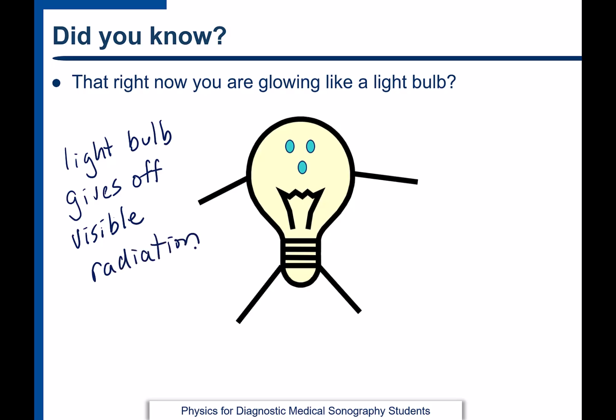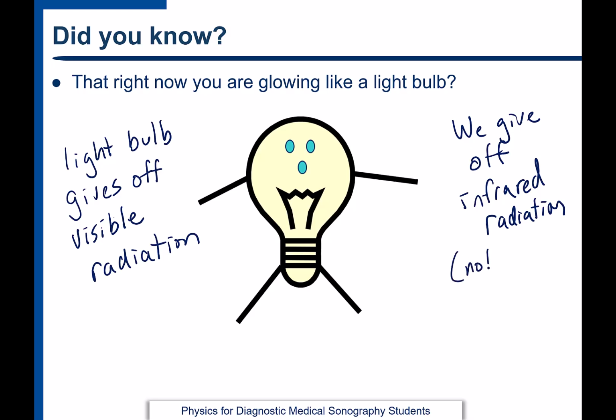But what you might not know is that you and I are also giving off radiation right now. But we give off something called infrared radiation. And that's not visible to the human eye. So it's not visible, but we are radiating in the exact same way that a light bulb is, and we'll talk much more about that.